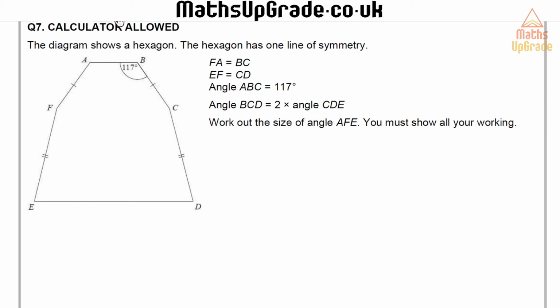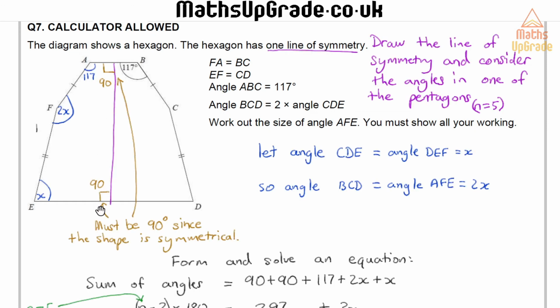So first thing I'm going to do is draw that line of symmetry down. I've drawn that line of symmetry all the way down there, and since it's a line of symmetry, it's cutting the shape exactly in half. So I know that this angle here must be 90 degrees, and this angle here must be 90 degrees. Now I can work with either side of this shape because it's symmetrical. I'm just choosing to work with this side here, but I could equally label these angles on this side here.